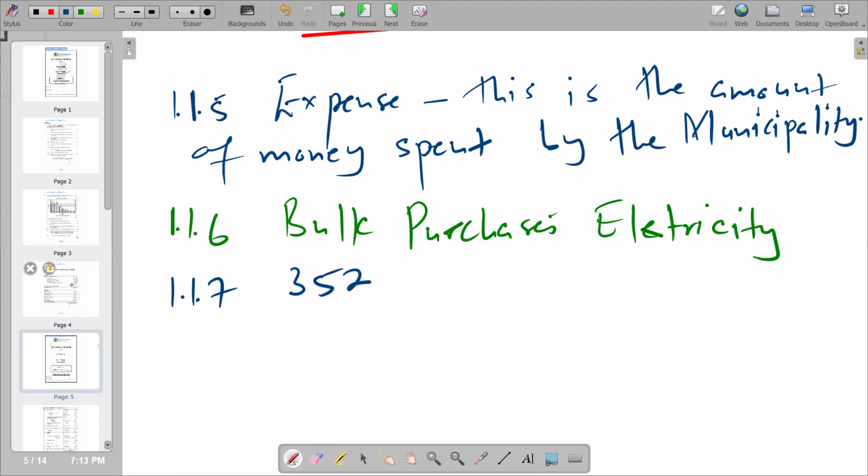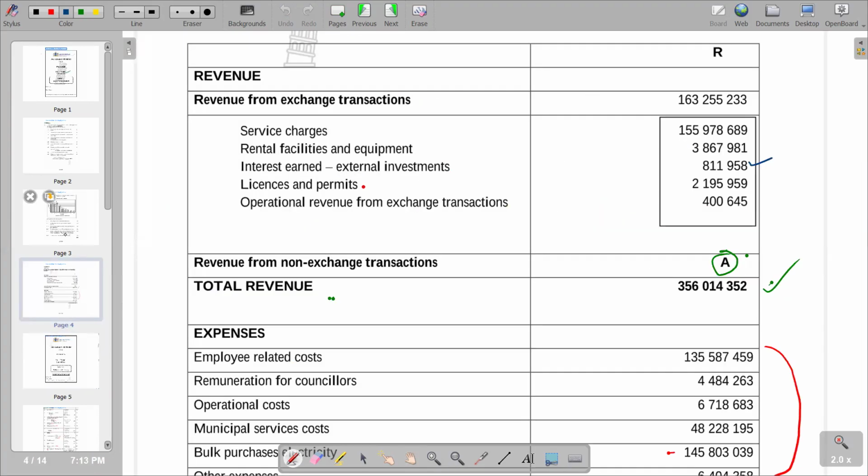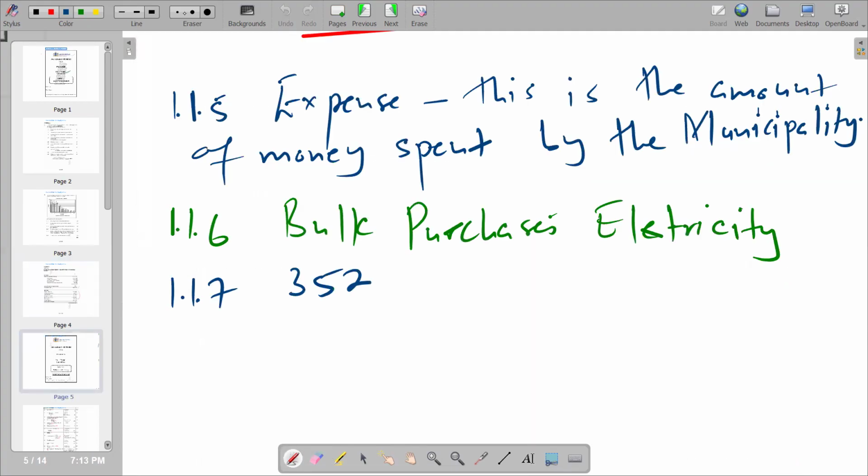We can recheck the amounts whereby we're saying 356. So we correct that there. We have 356,000 and 14,000, and then finally we've got 352 there. So that's what we have in terms of our revenue.